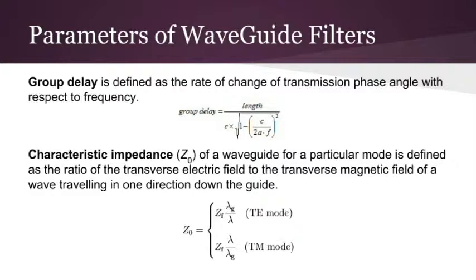Characteristic impedance of a waveguide for a particular mode is defined as the ratio of the transverse electric field to the transverse magnetic field of a wave traveling in one direction down the guide. The characteristic impedance for an air-filled waveguide is given by the formula here, where ZF is the impedance of free space, which is approximately 377 ohms. Lambda G is the guide wavelength, and lambda is the wavelength when unrestricted by the guide. For a dielectric filled waveguide, the expression must be divided by the square root of K, where K is the dielectric constant of the material.